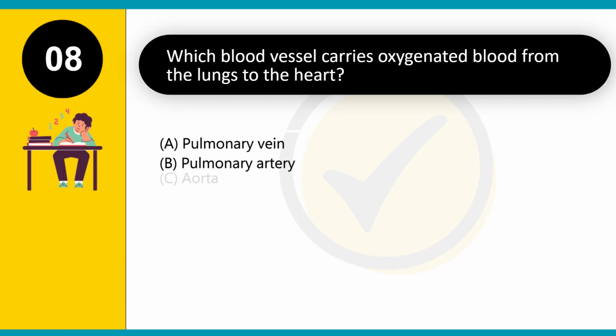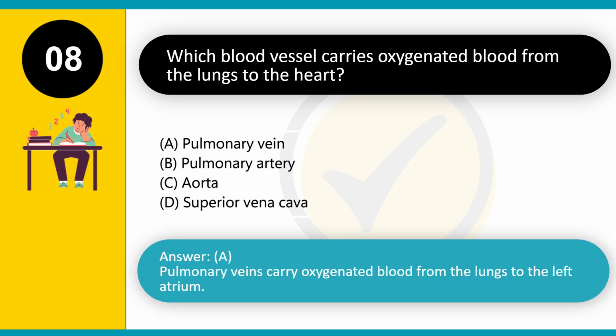Which blood vessel carries oxygenated blood from the lungs to the heart? A. Pulmonary vein. B. Pulmonary artery. C. Aorta. D. Superior vena cava. Answer, A. Pulmonary veins carry oxygenated blood from the lungs to the left atrium.